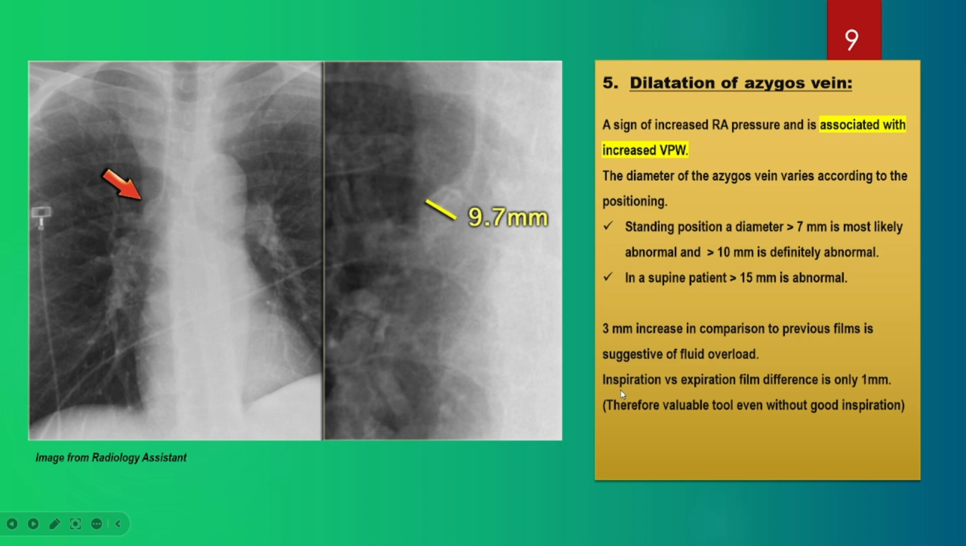Another important thing is the inspiration film and expiration film difference is only 1 millimeter. So you can use this in expiratory film as well. So it is a valuable tool if you don't have a good inspiratory film. The azygous vein width is valuable in assessing an expiratory film in congestive cardiac failure.